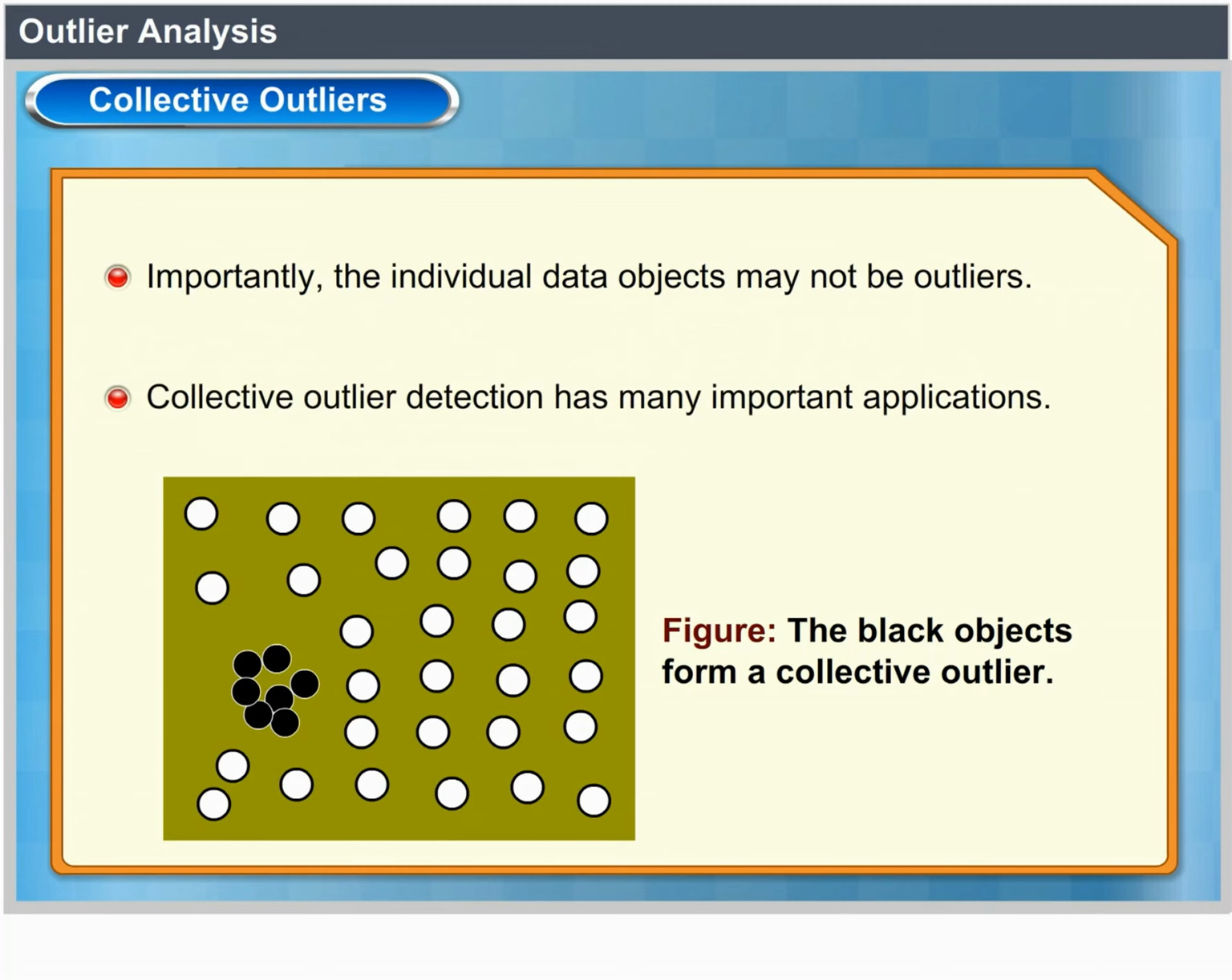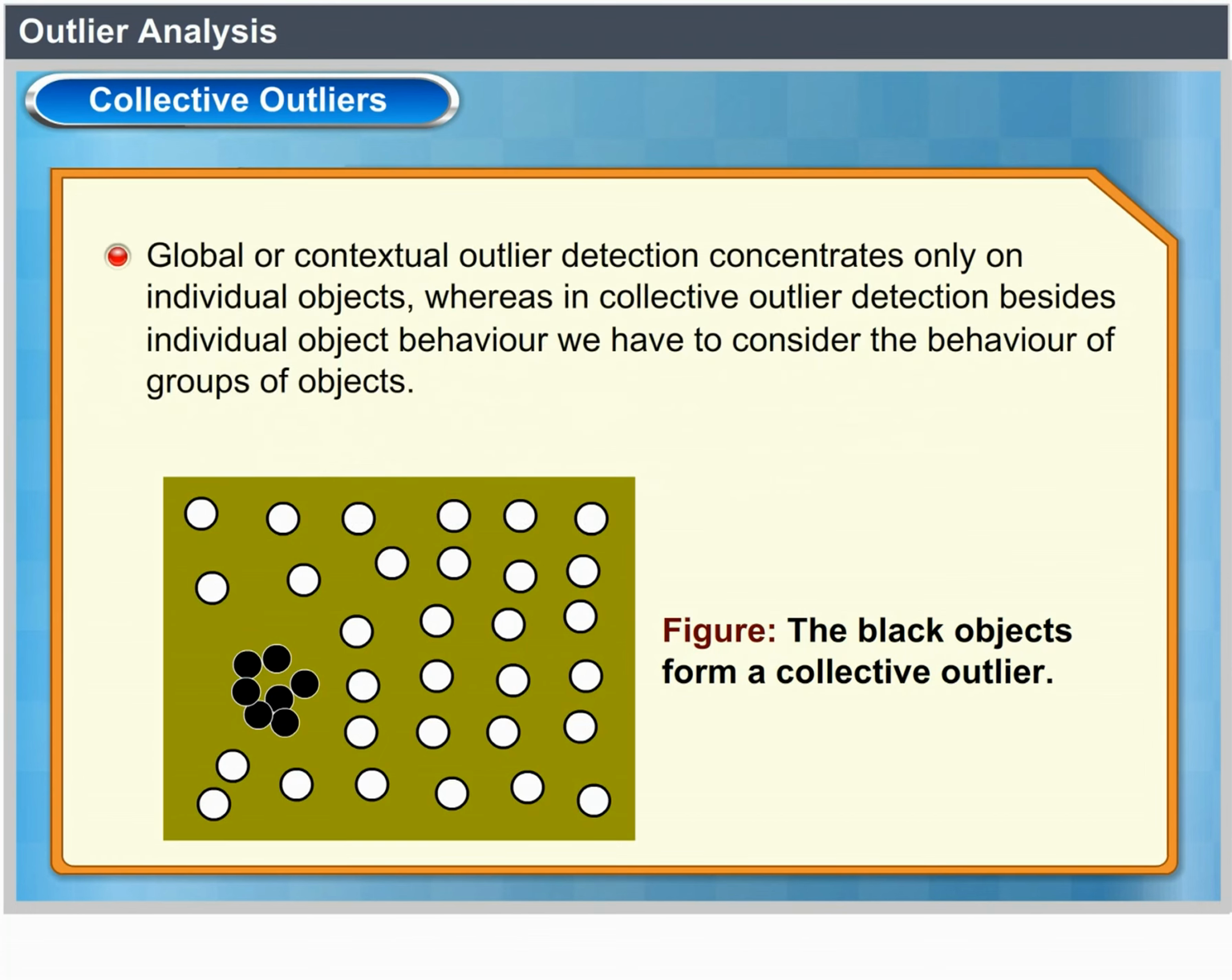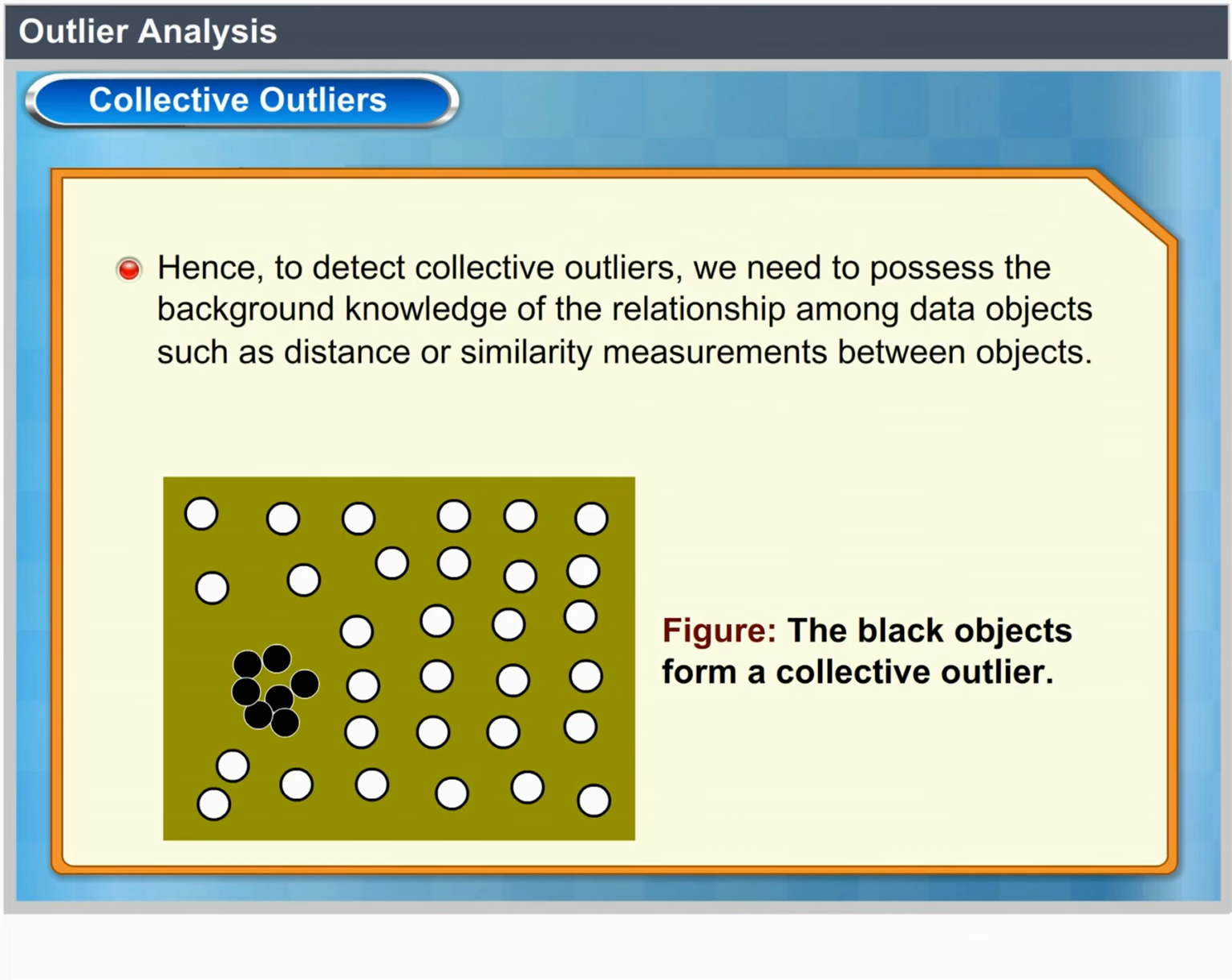Unlike global or contextual outlier detection, in collective outlier detection, we have to consider not only the behavior of individual objects, but also that of groups of objects. Therefore, to detect collective outliers, we need background knowledge of the relationship among data objects, such as distance or similarity measurements between objects.